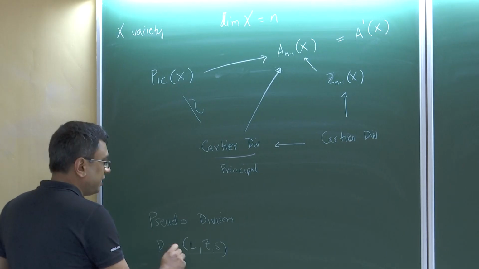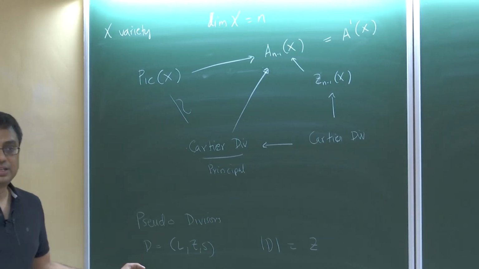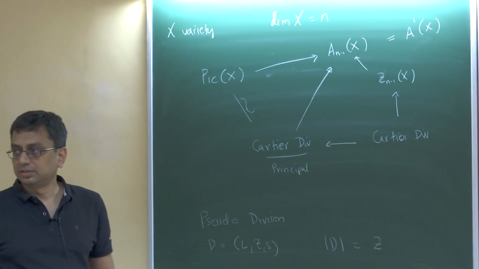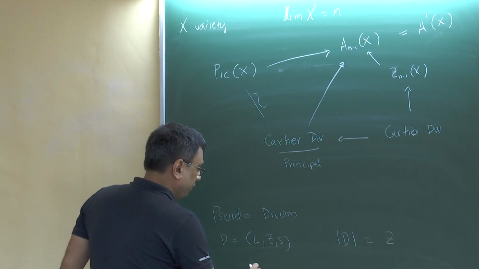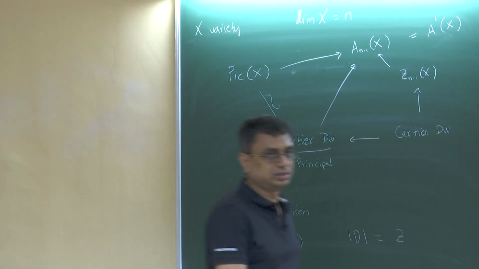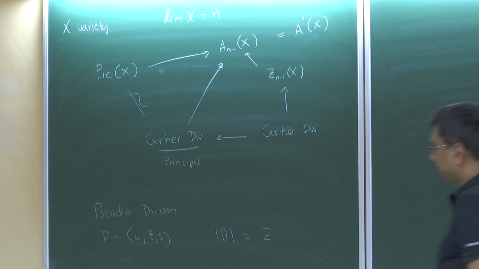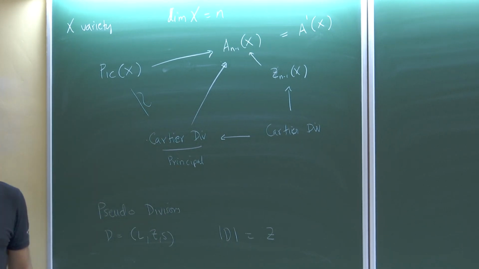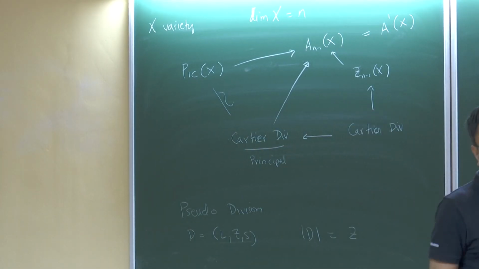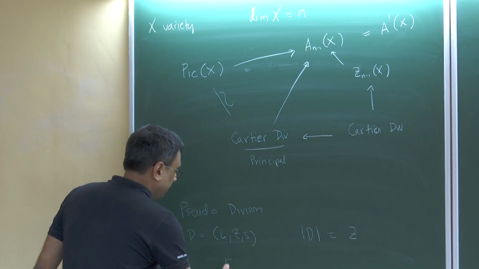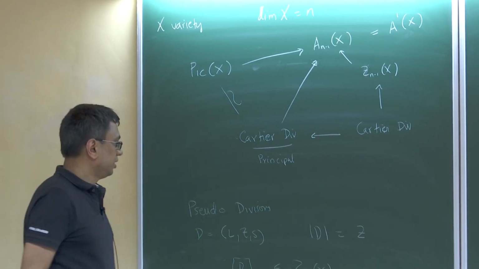So if D is this pseudo divisor, remember the support of D was Z, and to this pseudo divisor we associated a Cartier divisor, or we can just directly associate a cycle first, which is given by the order of vanishing of this section. Locally this section is a rational function on any open set, and the order of that rational function has been defined. So basically I can define the cycle associated to this divisor in Z_{n-1}(X).